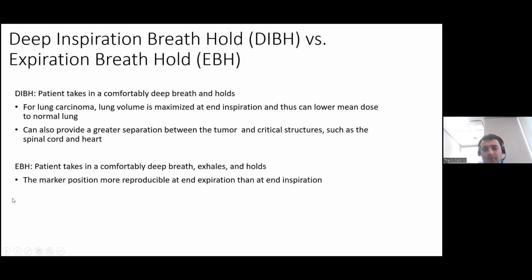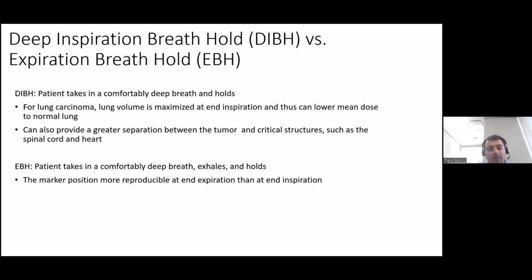I think we used to do more expiration breath hold based treatments here at MD Anderson. We still do sometimes: if we get bad anatomy during an inspiration breath hold, we can go to an expiration breath hold where they're releasing breath. But I think our default is that we ask patients to take a comfortable breath in, which is a deep inspiration breath hold. A big benefit is that when you take a breath in, you're expanding your lung volume, so the mean dose to your lungs actually decreases compared to when you're expirating or pushing all the air out of your lungs.